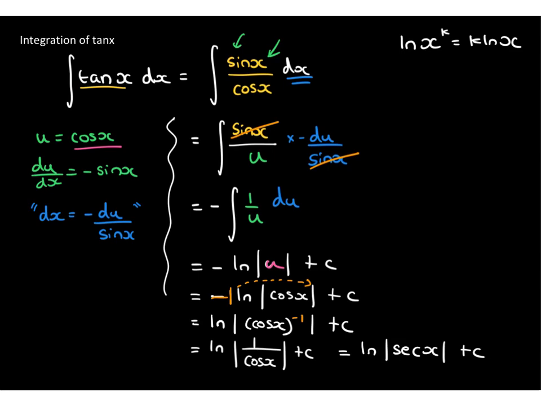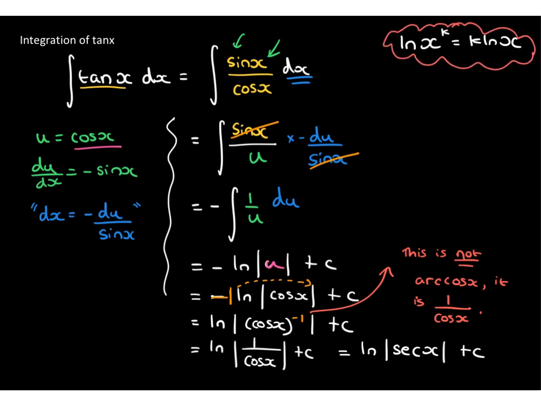So please make sure that you are aware here that this is not arc cos x. It is 1 over cos x here. And the -1 here can be slightly misleading, but we're using a logarithm rule which is all about powers, so that factor of -1 becomes a power, an overall power of -1. So what do you need to know? You need to make sure you are aware that the integral of tan x with respect to x is equal to ln mod sec x plus your constant of integration.